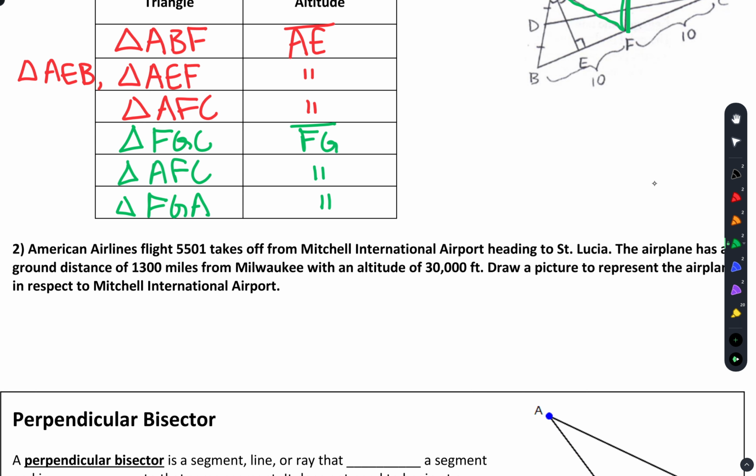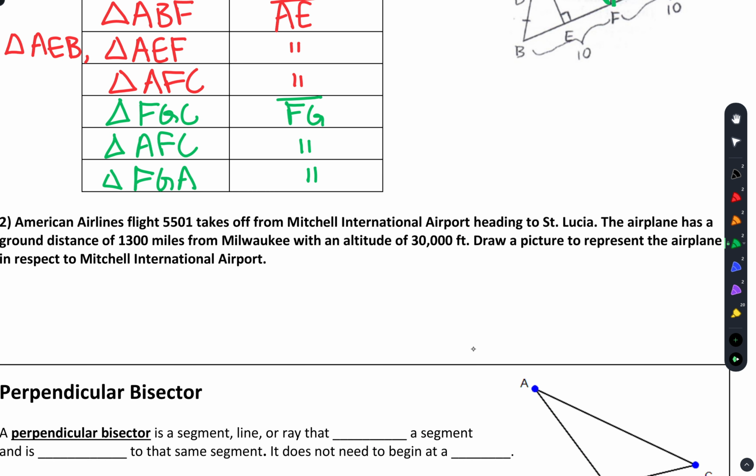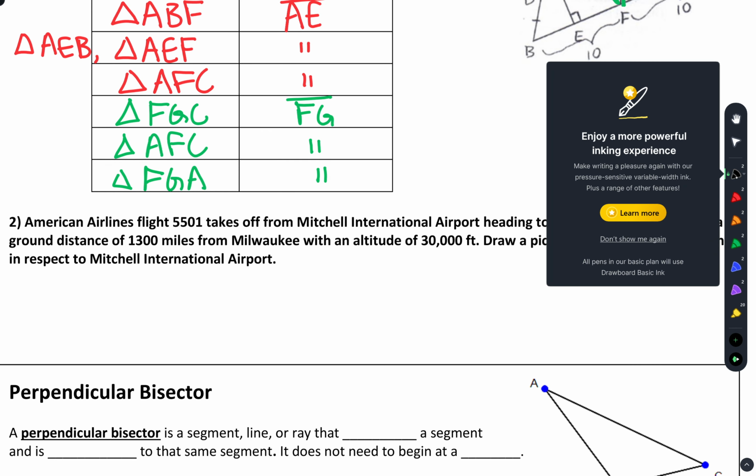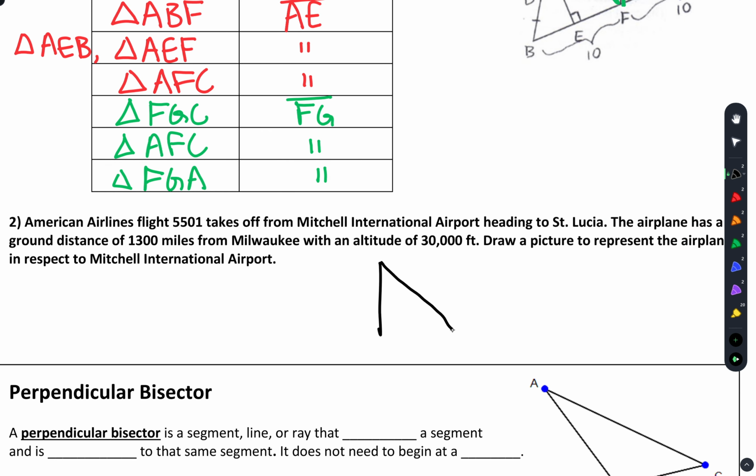Let's draw a little picture. American Airlines Flight 5501 takes off from Mitchell, heading to St. Lucia. The airplane has a ground distance of 1,300 miles from Milwaukee with an altitude of 30,000 feet. I'm going to draw a picture. When I'm talking about altitudes, typically I'm always drawing right angles. Typically, I'm going to draw a right triangle. So let's draw my little picture here.